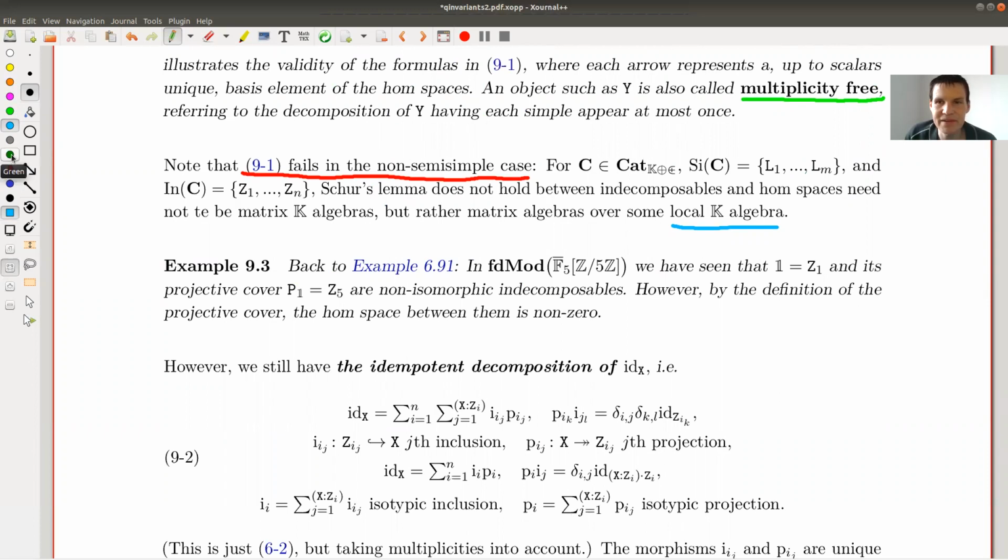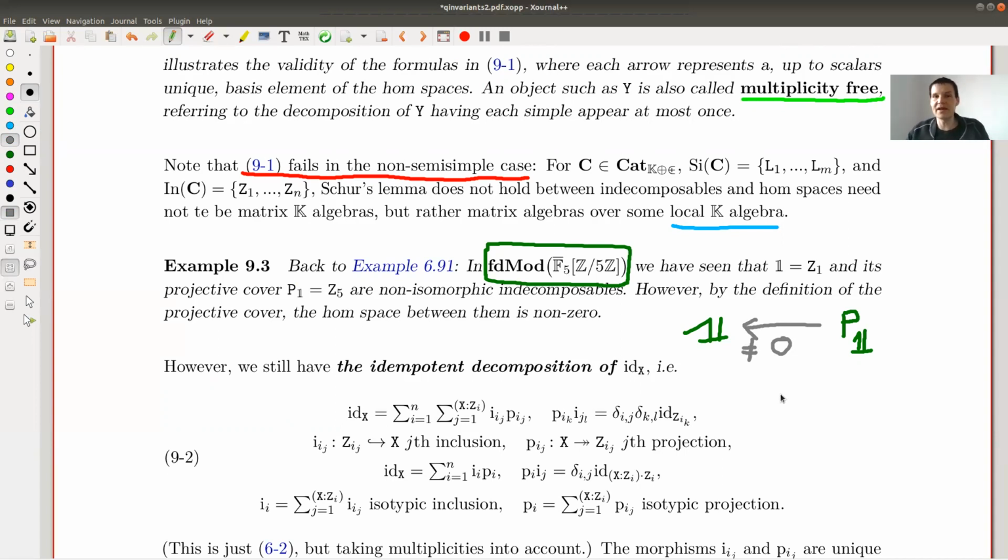Okay, an explicit example for my running example here. So F4, F5, Z mod 5, characteristic 5. And you have the simple module, which is indecomposable. You have its projective cover, P of the simple module, which is indecomposable. And by definition, you have a map between them because it's a projective cover. So you have a non-zero map. Right, so Schur's lemma certainly fails in this case.